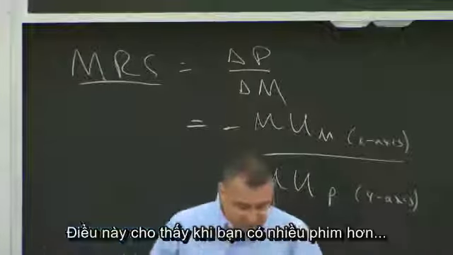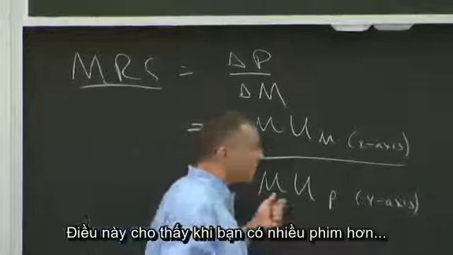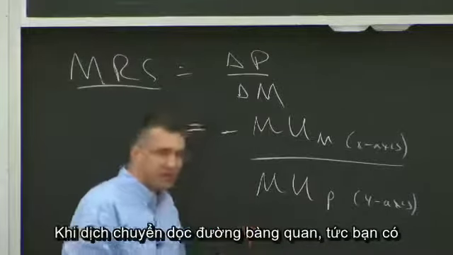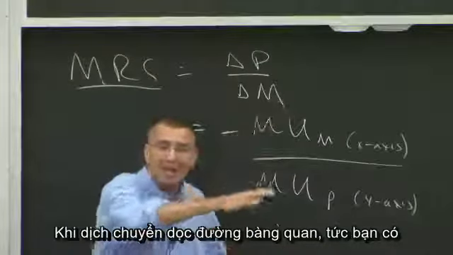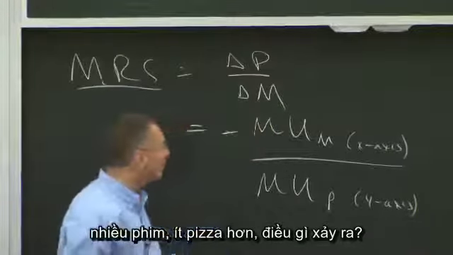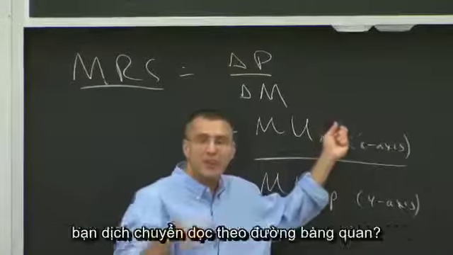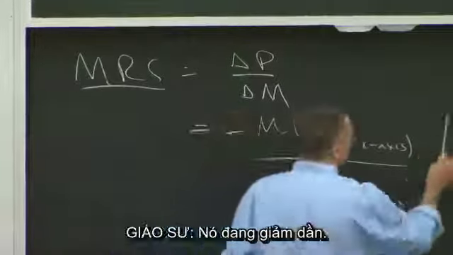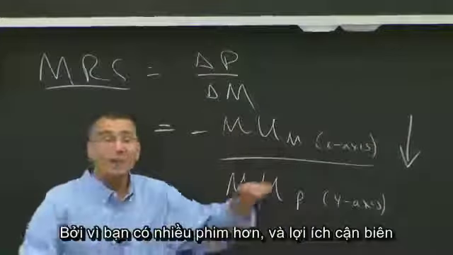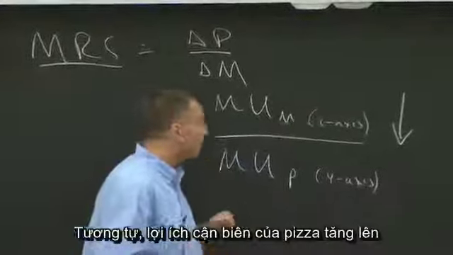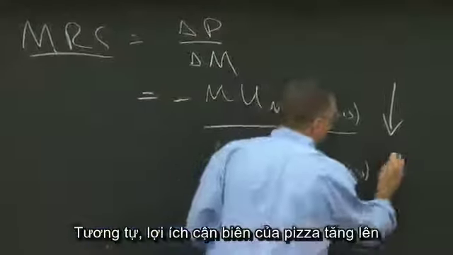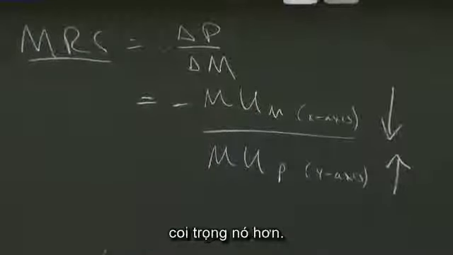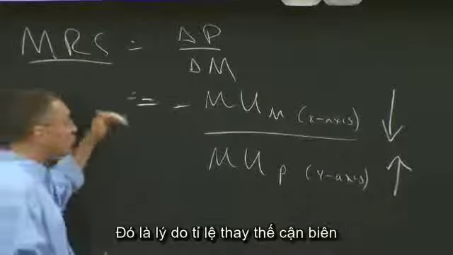What this is saying is that as you get more, so let's relate this to the graph. As you get more movies and less pizza, as you move down that curve, what's happening to the marginal utility of movies as you move down that curve? What direction is it heading? It's decreasing, right? Because you're getting more movies, and marginal utility is a negative function of quantity. Likewise, the marginal utility of pizza is increasing because you're getting less pizza, so you care about each pizza more. And that's why the marginal rate of substitution diminishes.